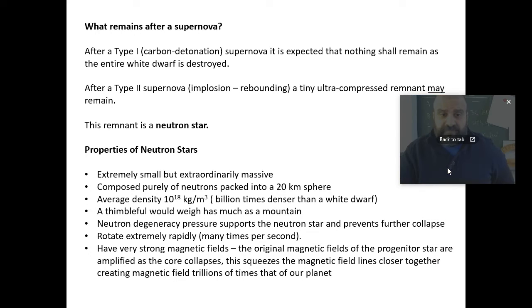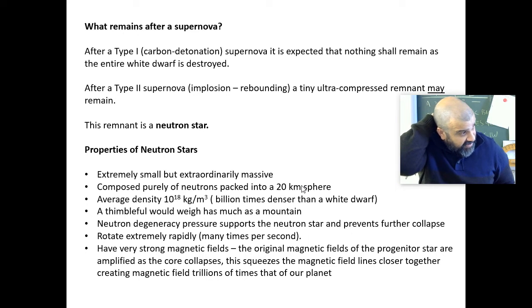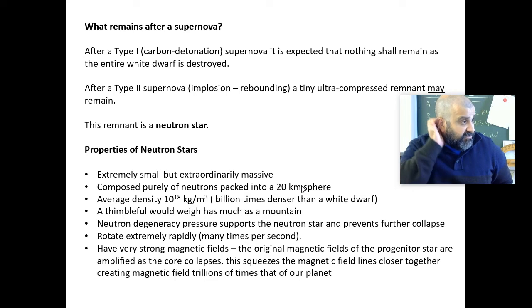Let's move me up here. So neutron stars are extremely small, but extraordinarily massive, meaning they have tremendous mass. They're extremely dense, and matter is so tightly packed in that sphere. A neutron star is roughly 20 kilometers across. That's not very big compared to what a star would be, just a tiny amount of matter left behind in terms of size.